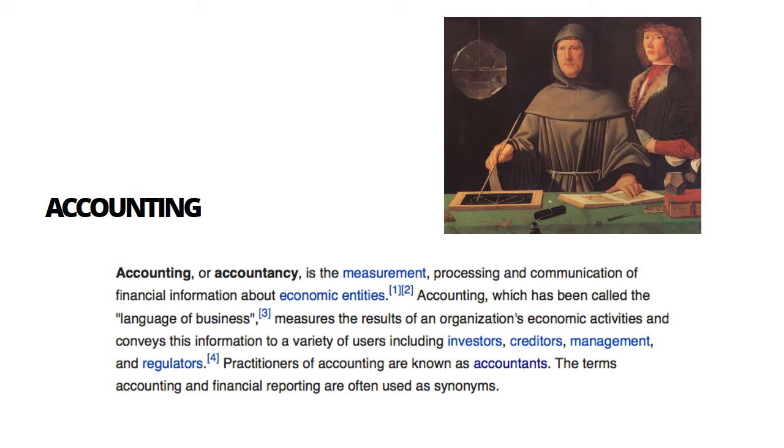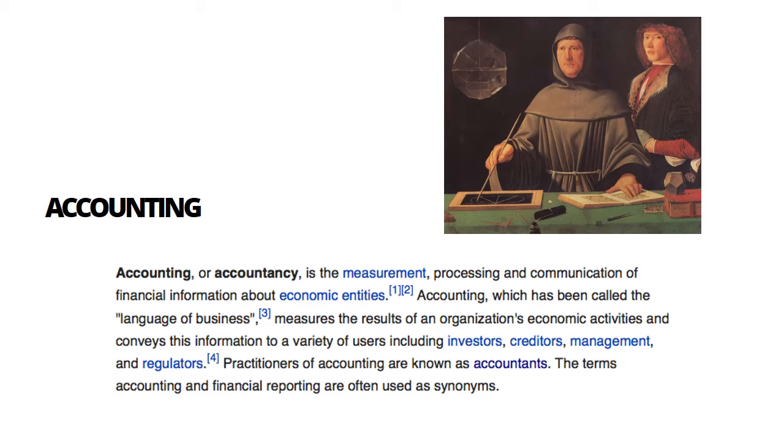We'll start by giving an overview of accounting, looking at some of the functions that accounting performs, the fields and the careers that one could pursue in accounting, and also what accounting looks like in Canada and here at the School of Administrative Studies. As you can see, according to this definition, accounting is the measurement, processing, and communication of financial information about economic entities.